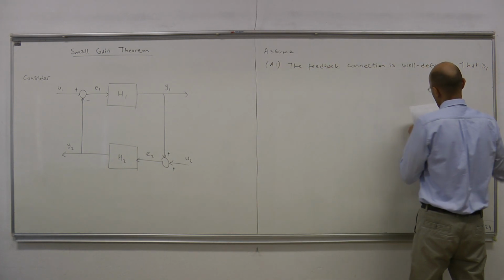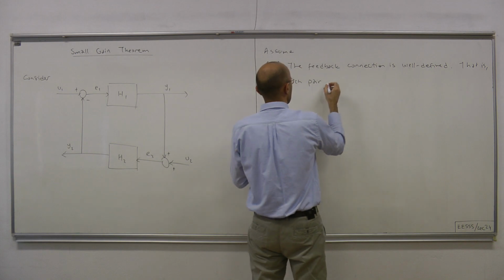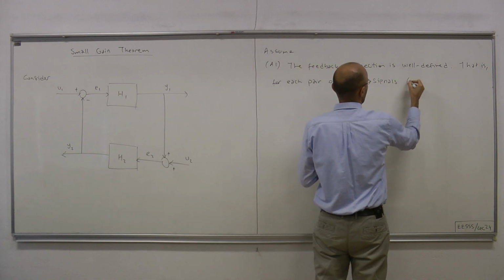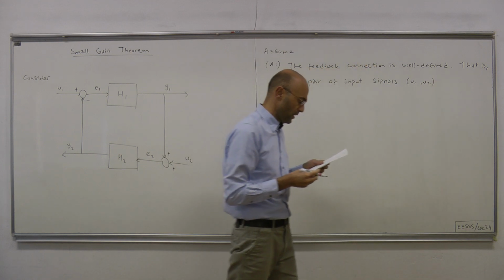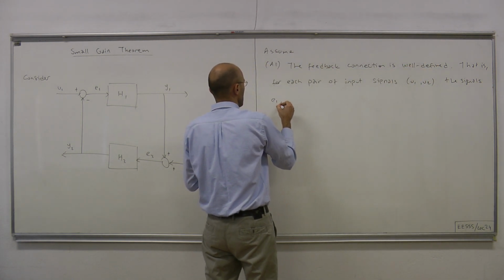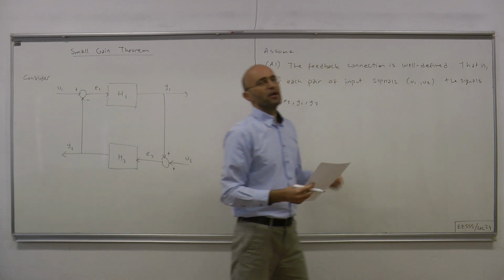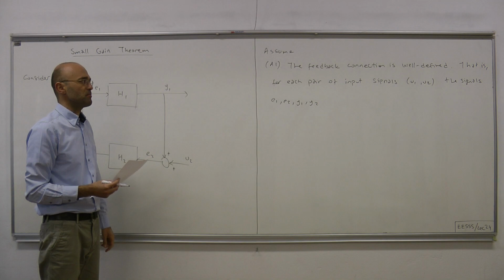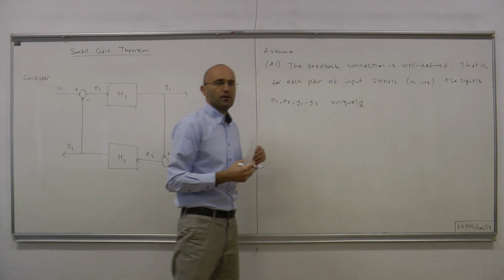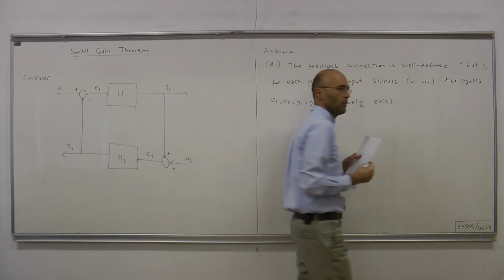By which we mean for each pair of input signals, U1 and U2, the signals E1, E2, Y1, Y2, which depend on the inputs U1 and U2, and also the initial conditions of our subsystems, if our subsystems are dynamic, we assume that those signals of interest always and uniquely exist. That's our first condition.